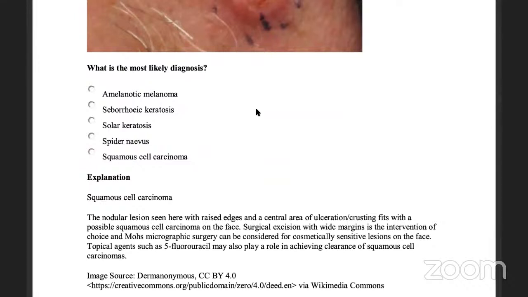The nodular lesion seen here is raised with a central area of ulceration and crusting. This fits with a possible squamous cell carcinoma on the face. Surgical excision with a wide margin is the intervention of choice. Micrographic surgery can be considered for cosmetically sensitive lesions on the face. Topical agents such as 5-fluorouracil may also play a role in achieving clearance of this squamous cell carcinoma.